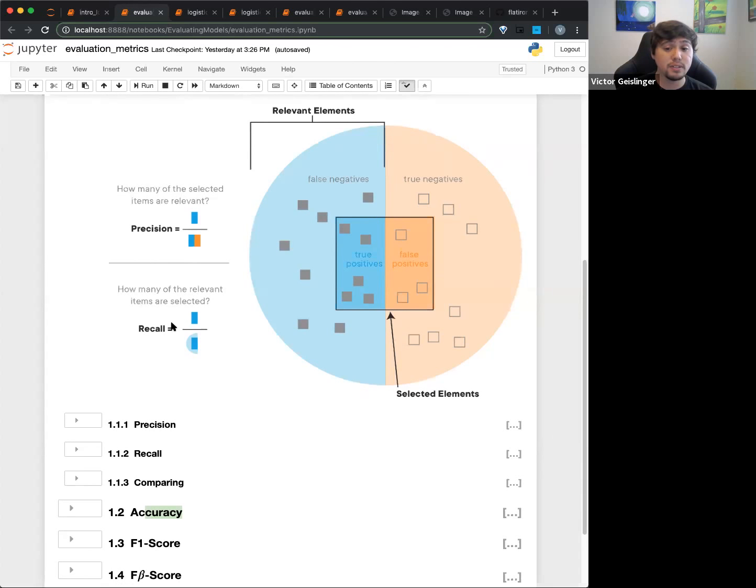And so with precision and recall, you can see that they're actually in an arms race. Because what if I wanted to make sure I got 100% precision, what's something I could do with this square? Should I make this square smaller or bigger if I wanted precision to be 100%?